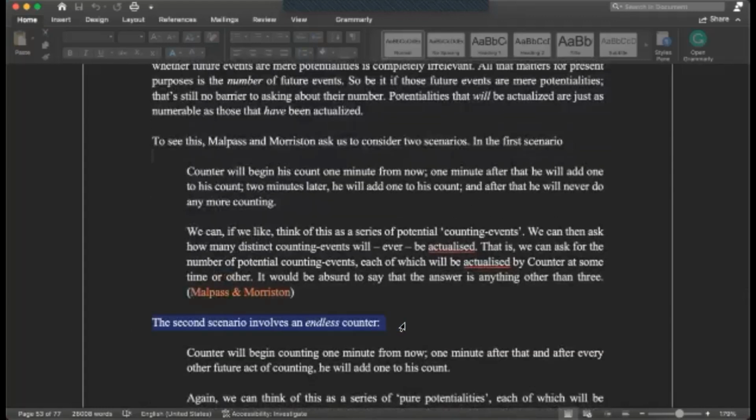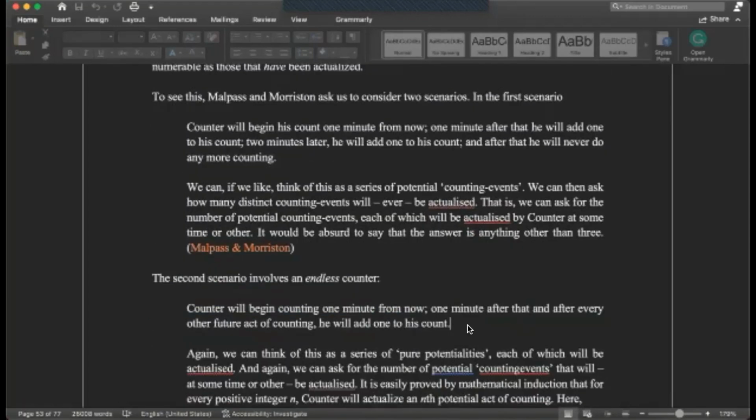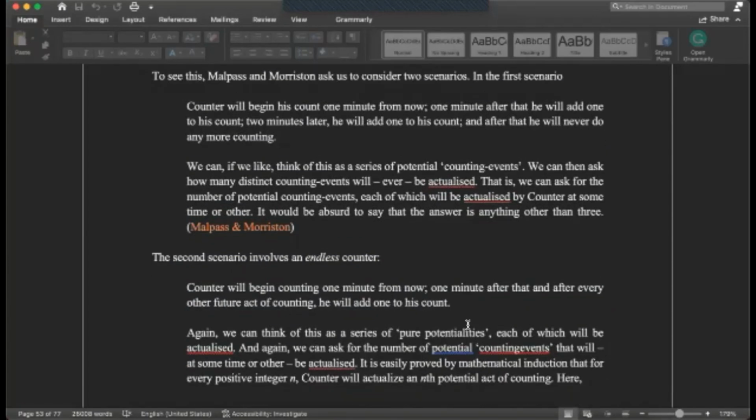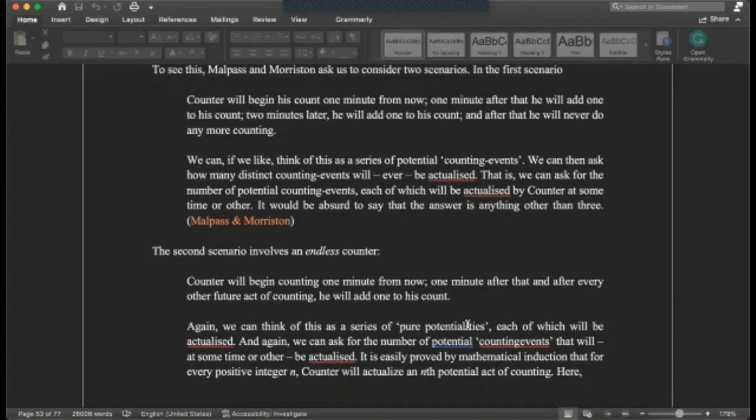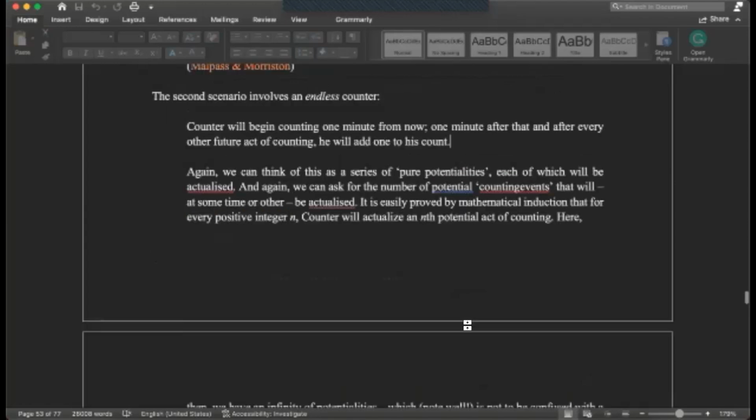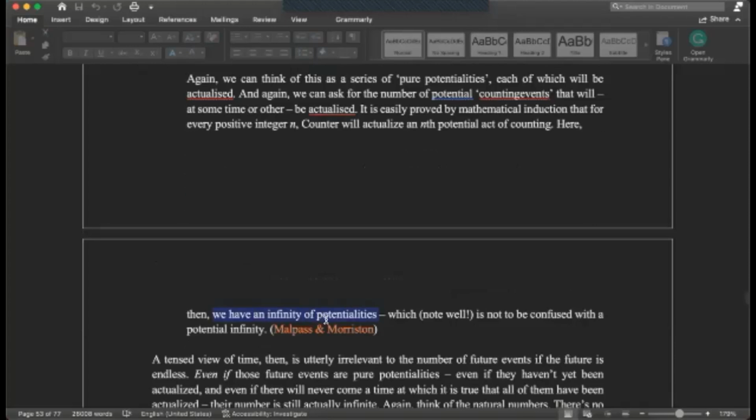Now consider this second scenario, which involves an endless counter. Counter will begin counting 1 minute from now. 1 minute after that, and after every other future act of counting, he will add 1 to his count. Again, we can think of this as a series of pure potentialities, each of which will be actualized. And again, we can ask for the number of potential counting events that will, at some time or other, be actualized. It is easily proved by mathematical induction that for every positive integer n, counter will actualize an nth potential act of counting. Here, then, we have an infinity of potentialities, which, note well, is not to be confused with a potential infinity.